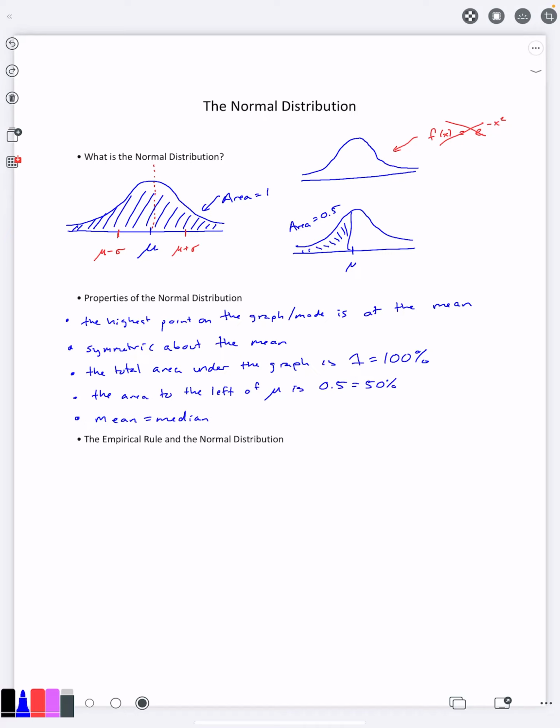Because the median is the part where half is less and half is more, and the center of the graph is at the mean, those two have to be equal. So we get our answer here.